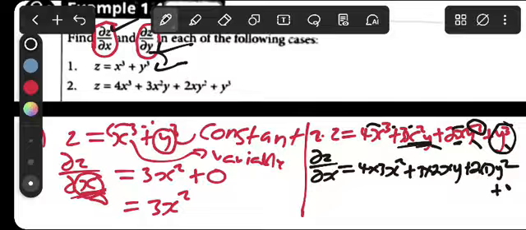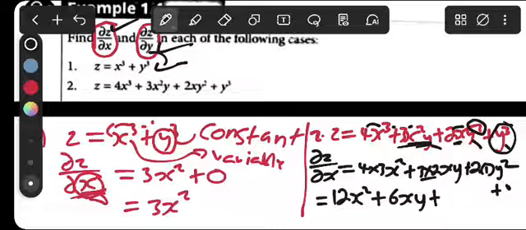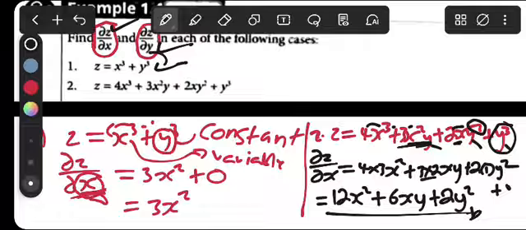Here we'll have 4 multiplied by that, which is 12. We'll have 12x squared, plus 6xy, since 3 multiplied by 2 is 6, plus 2 multiplied by 1, this is 1, this will simply equal 2y squared. So this is what we have so far, guys.